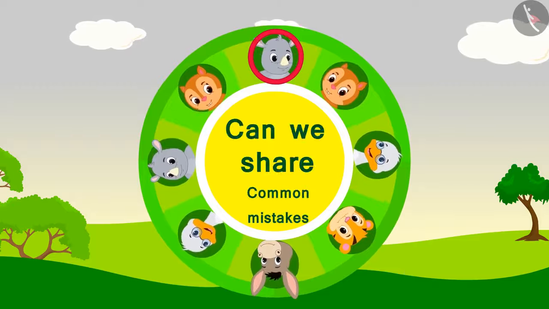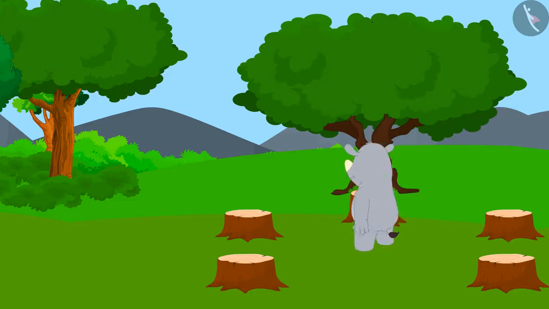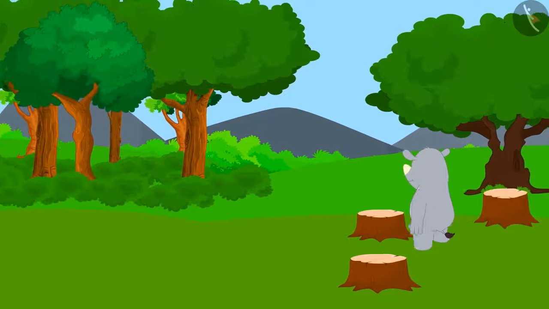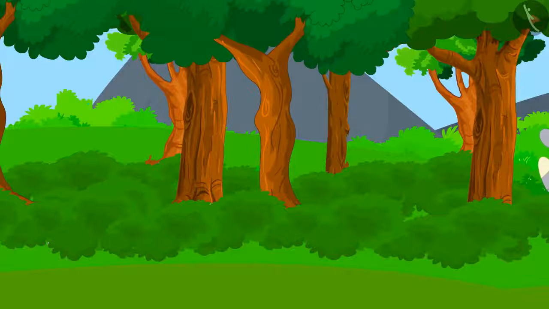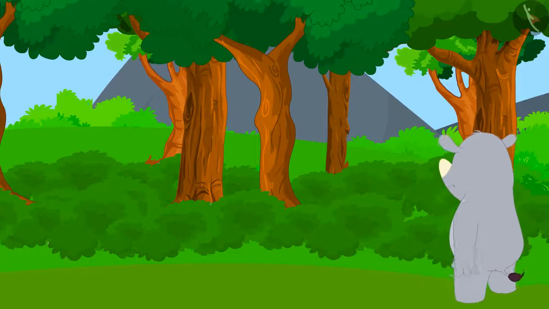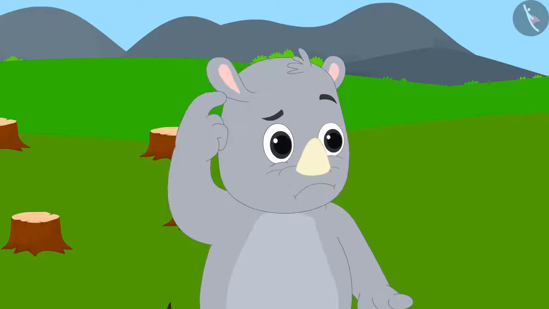Division, equal grouping, common mistakes. Gaggu Hippo is walking merrily. He saw some clusters of green grass at some distance. On going closer, he saw that 5 of his friends were already there.